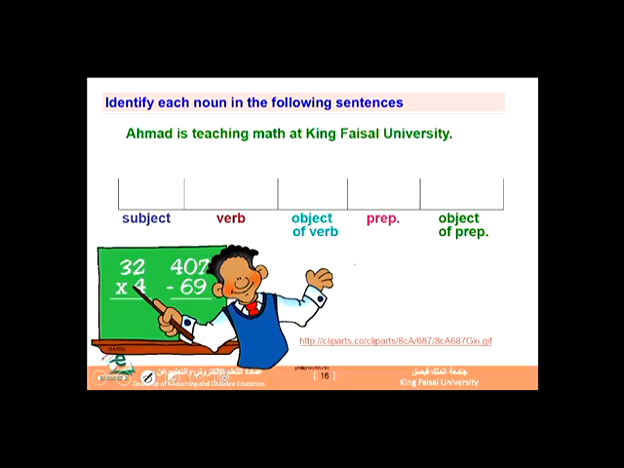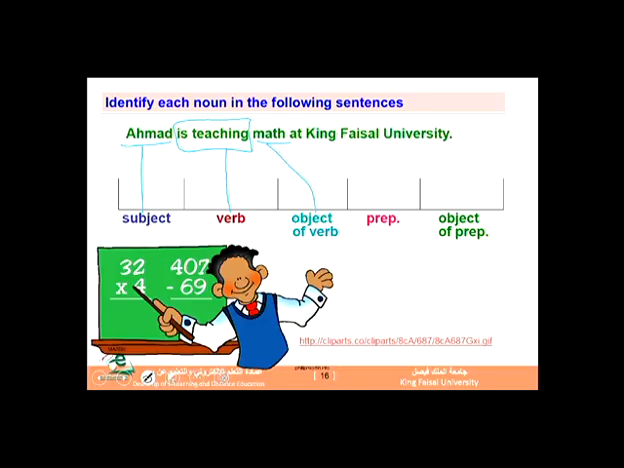Okay, now we have another sentence. Similarly, Ahmed is teaching math at King Faisal University. Now I would assume that Ahmed is the subject. What is he doing? He is teaching. So this is going to be the verb. While what is he teaching? He is teaching math. So this is the object of the verb.